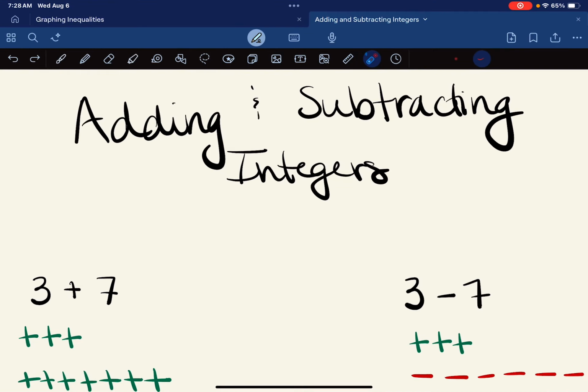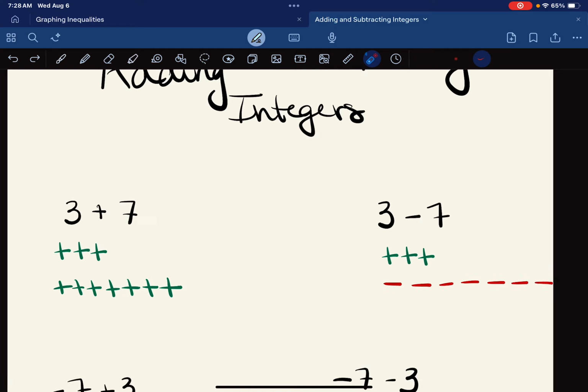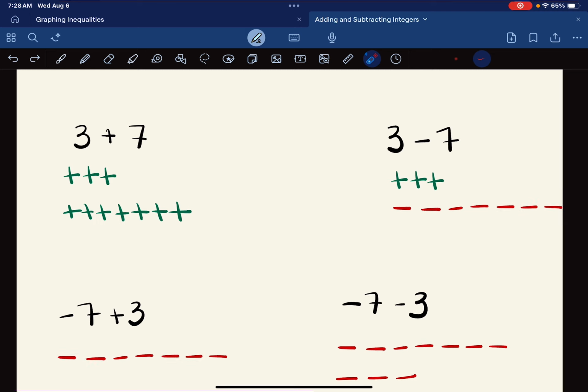Adding and subtracting integers. All right, an integer is just a number value that can be either positive or negative. So let's look at some problems for adding and subtracting integers.